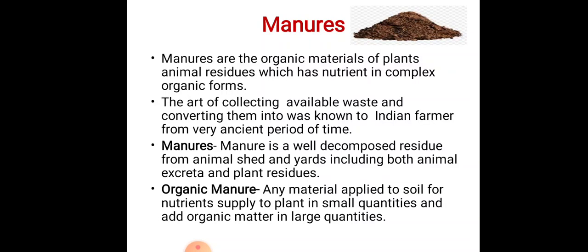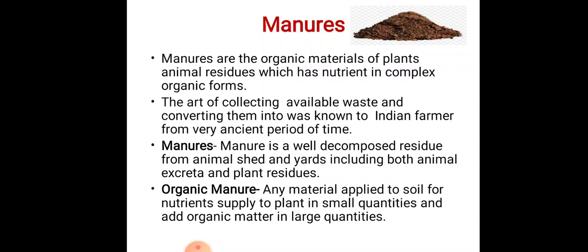The art of collecting available waste and converting it into manure was known to Indian farmers from a very ancient period. From the previous period, the farmers collected these materials in one heap or one pit, and after the decomposition process, the final product is formed, which is rich in essential nutrients. After that, this product is supplied to the field or to the plant. So this is the manure.